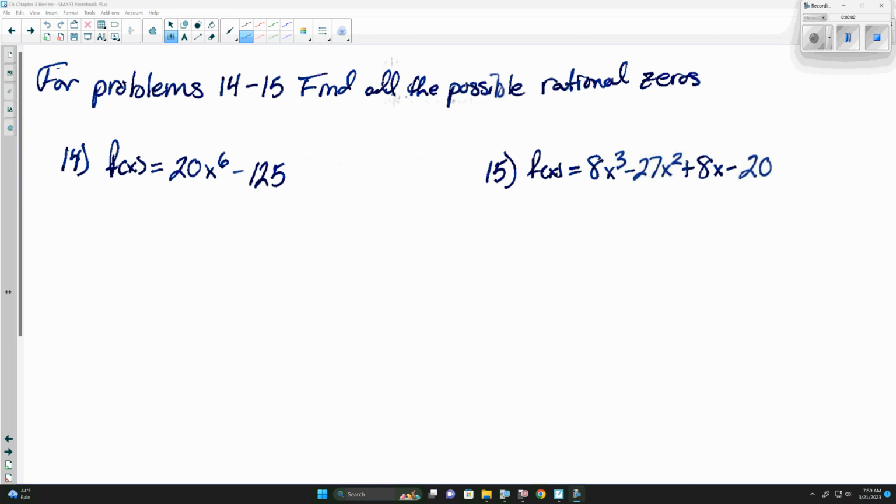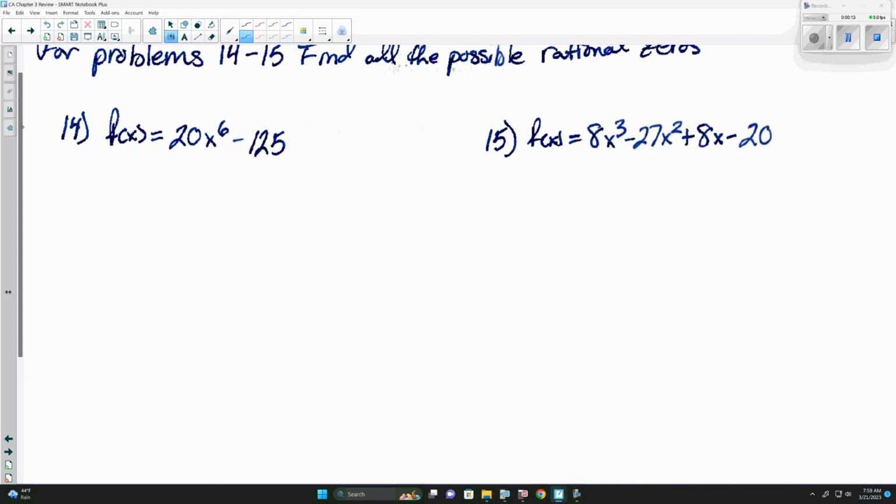All right, guys, so we're going to pick up with problems 14 and 15 because I realized yesterday when I was copying them over to the notes, I missed those two and we ended up skipping them. So we're going to start off with finding all the possible rational zeros.